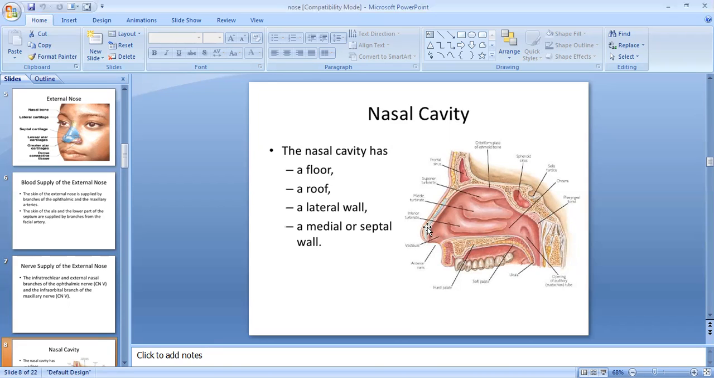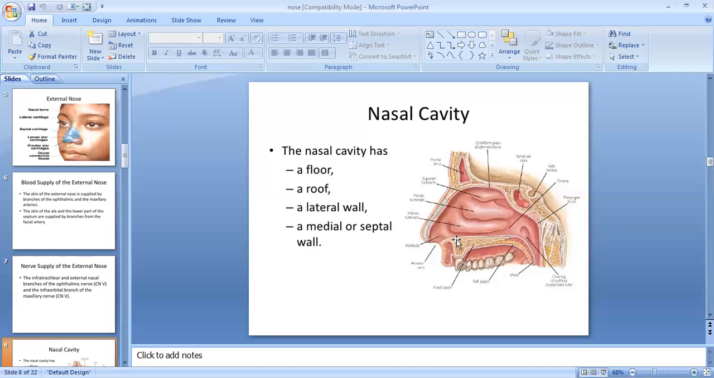This roof has a sloping part in the front, a transverse part in the middle, and then again a sloping part, and this is the floor. And you can see this one is the lateral part of the nose, the lateral wall of the nose. The medial wall is actually the partition between the two nasal cavities, that is the nasal septum. So the nasal septum is the medial wall.